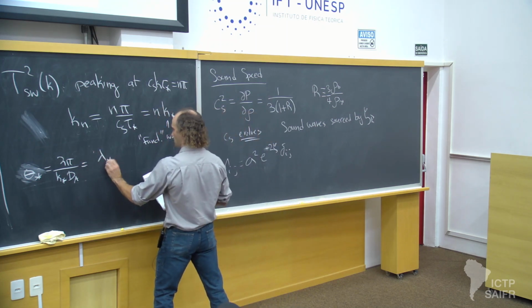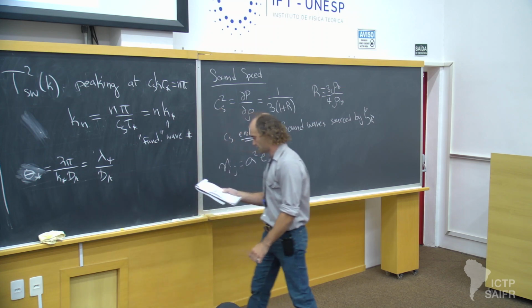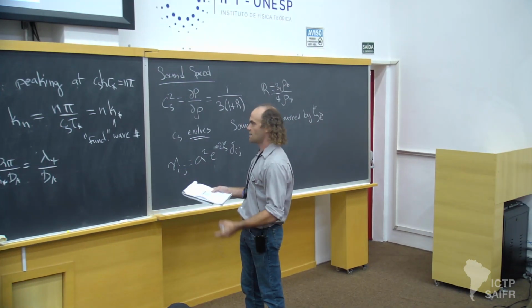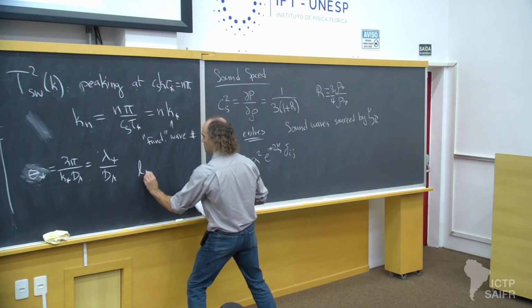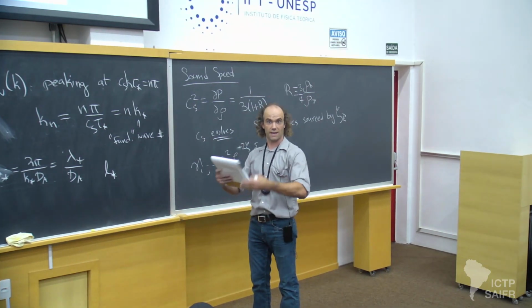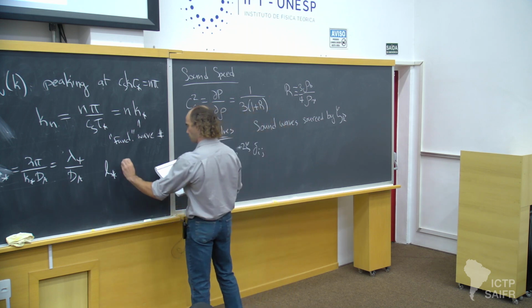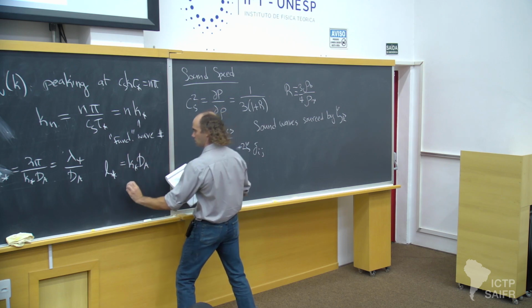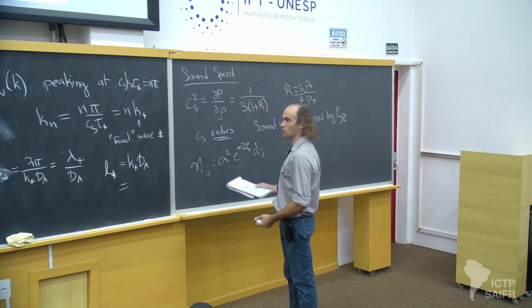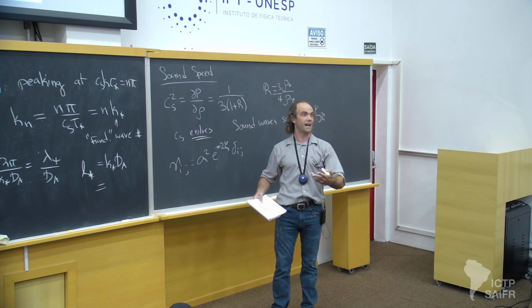And you can think about this as a fundamental wavelength divided by dA, the angular diameter distance. And now, finally, we can relate this theta star to an L star, that is the L's that appear in this expansion in the polynomials. And the angular distance, so long as our spatial curvature is zero, which we're presuming it is, is just c times tau, the time between last scattering and where we are now.